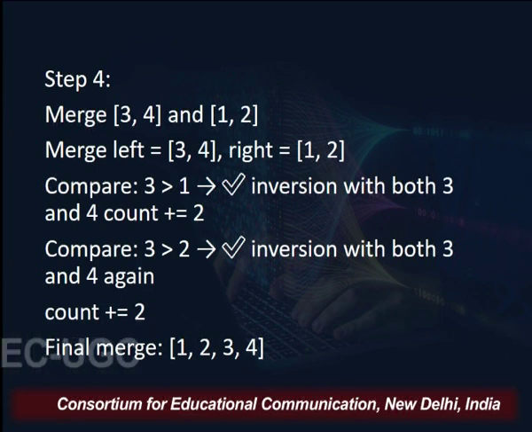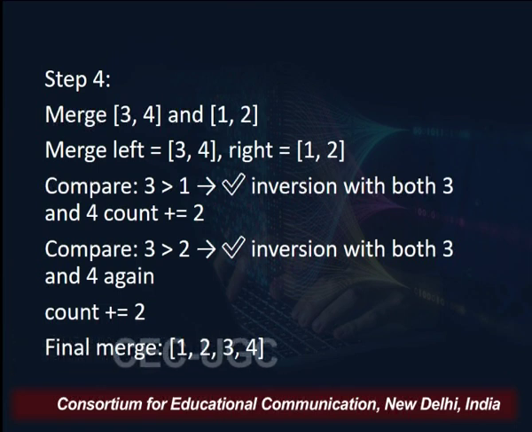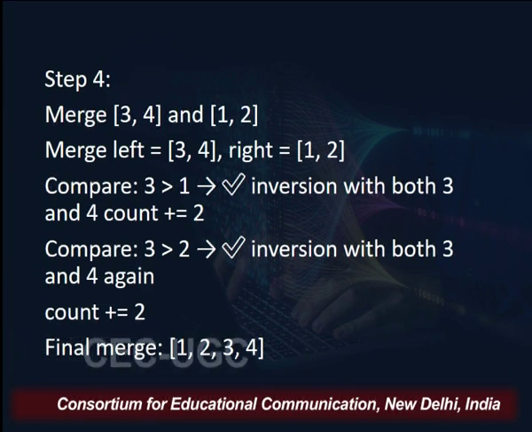Looking at 4, it is going to contribute 2 inversions. 4 when compared with 1 results in an inversion. 4 when compared with 2 also results in an inversion. So, we can take it this way also. When comparing 3 and 1, it is an inversion. When 3 is compared with 3 and 4 is compared with the count, the count is going to increase by 2.